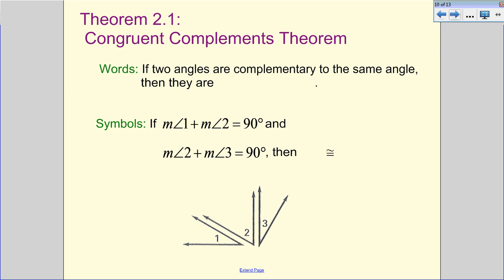All right, now we get our first two theorems. We have what's called the congruent complements theorem. It says if two angles are complementary to the same angle, then they are congruent. So what that means in terms of symbols, we've got the diagram here. So we know that angle 1 plus angle 2 add up to 90.